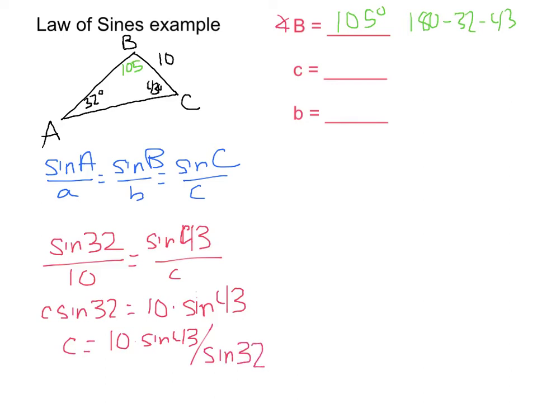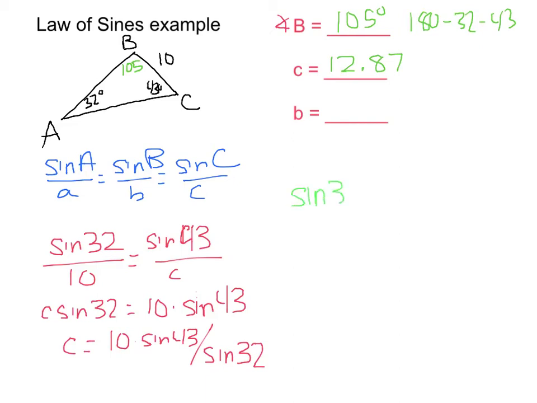Okay, that's the only way to do it. And when you do that, your answer is 12.87. We're going to round to 2 decimal places for side lengths. Okay, so now we know C, so we need to go ahead and try and find B.